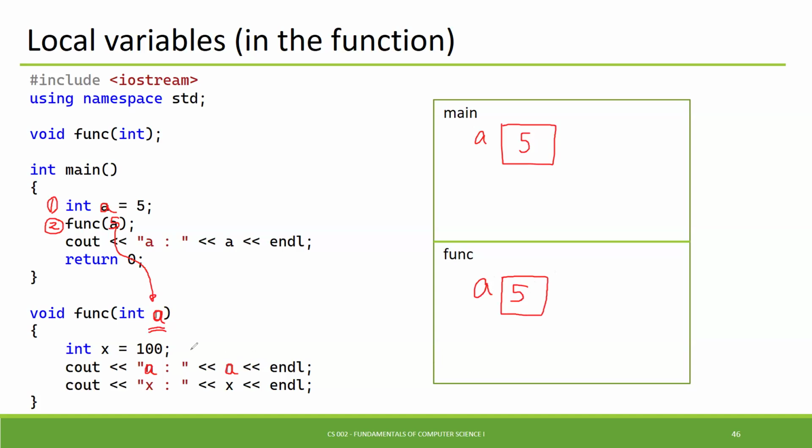And I am going to add one more line. I want to increment A by 2, okay? Yes, I want to do this. Then after that, X is created here, 100. And A is incremented by 2.